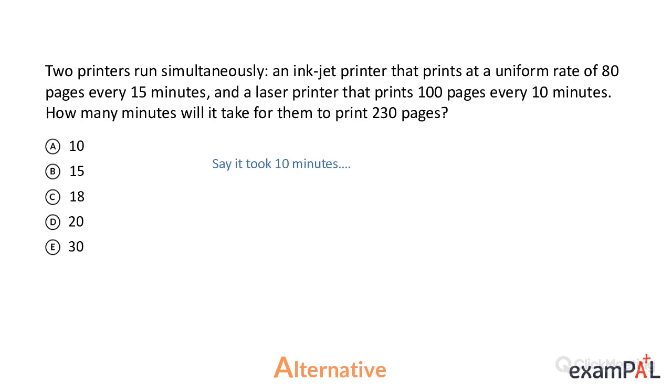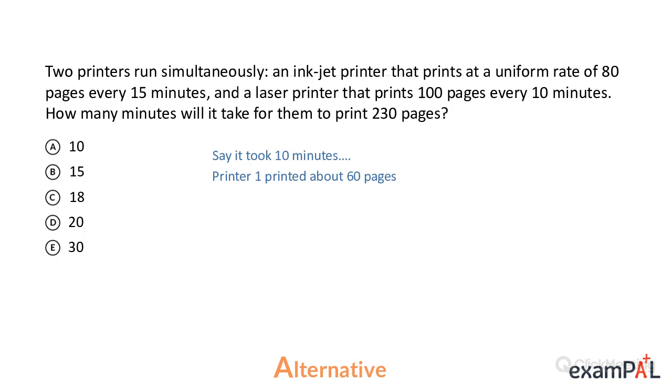So let's say that we had 10 minutes for both of the printers to print 230 pages. We know that the inkjet printer prints 80 pages in 15 minutes. We're going to guess at this stage, not calculate it. It's going to be a bit more than half, not too much more than half. It's going to be about 60 pages. So that's more or less what the inkjet printer did.